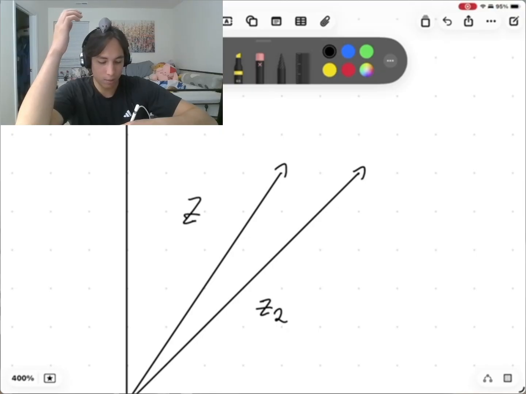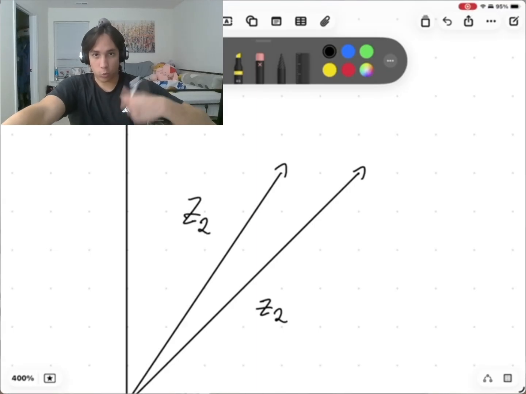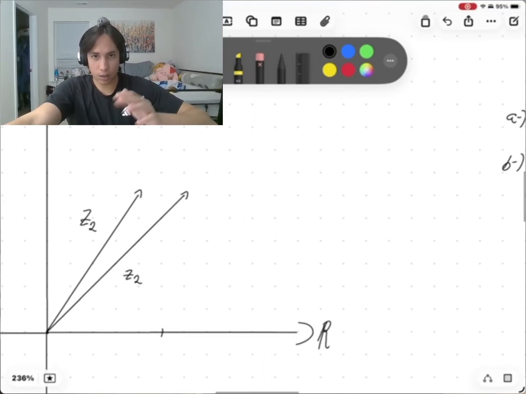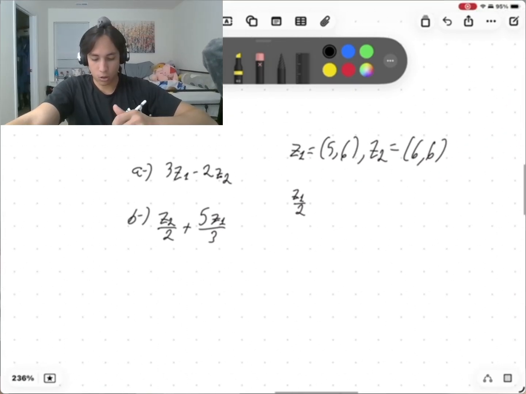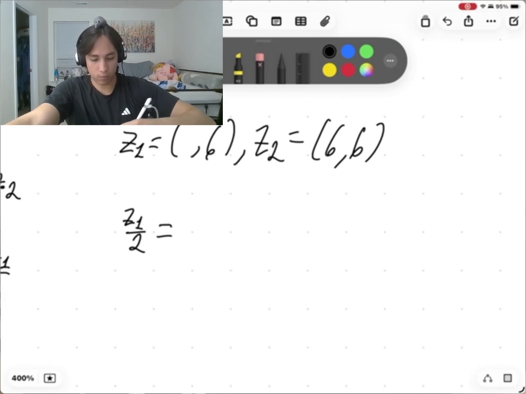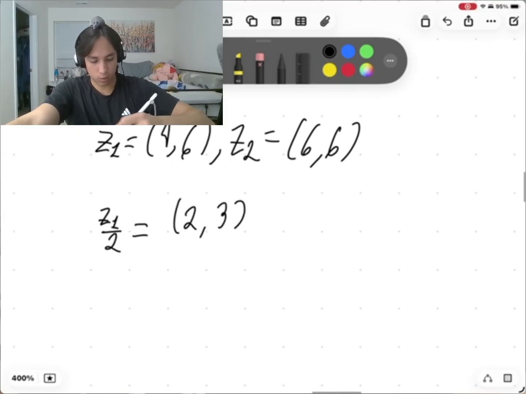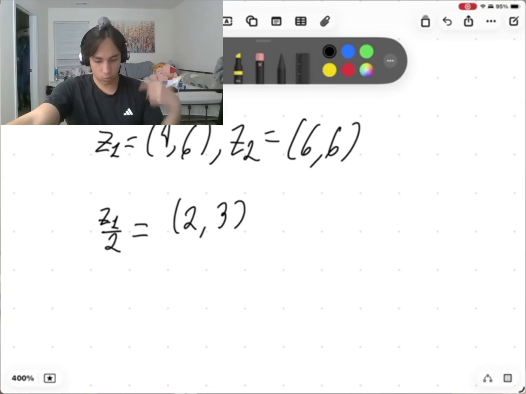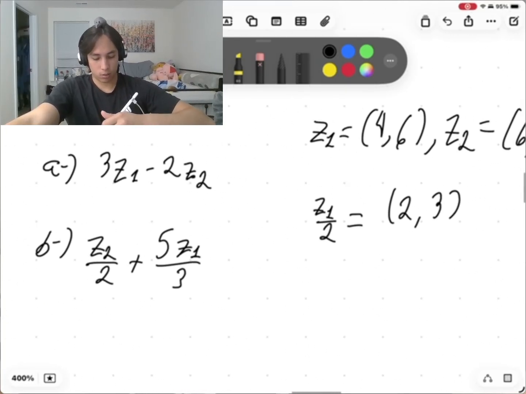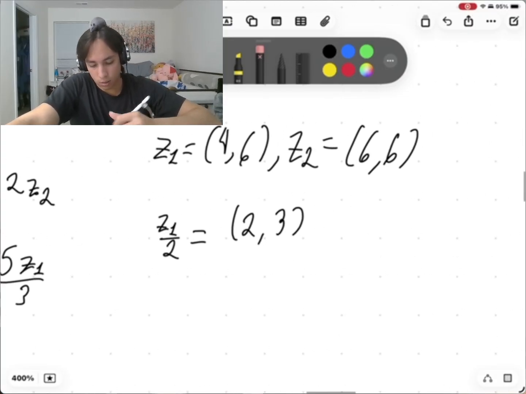I did not notice that 5 divided by 2 is a decimal. I don't want to work with decimals right now because we're doing decimals and fractions because we're doing visualization, and it's much nicer to have whole numbers. So Z1 divided by 2, I changed it to 4. Z1 divided by 2 is 2, comma 3, because 4 divided by 2 is 2, 6 divided by 2 is 3. Then Z, wait, what? Oh, it's Z2. Oh, never mind.